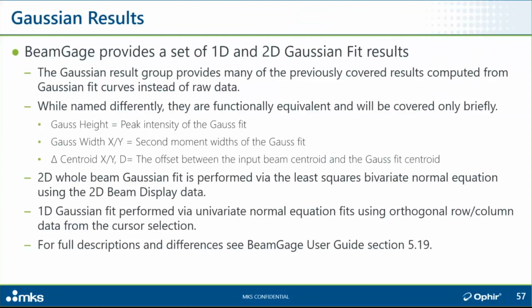In the 2D Gaussian results, we use a 2D whole beam Gaussian fit, which is performed via the least squares fit. The 1D Gaussian fits just use orthogonal row and column data just from the cursor in beam gauge. It's the dashed line that goes all the way through both axes. All the 1D Gaussian fit results just use that 1D cursor data. So for full descriptions and differences between the 1D results and the 2D results, visit the beam gauge user guide, section 5.19, and there are tables which discuss each of the differences between those, but the differences are fairly minor.